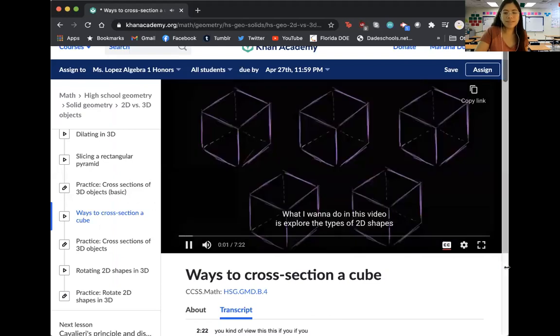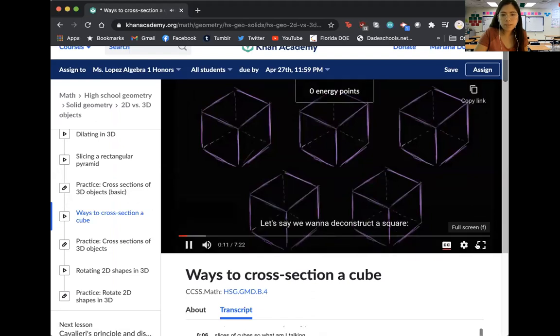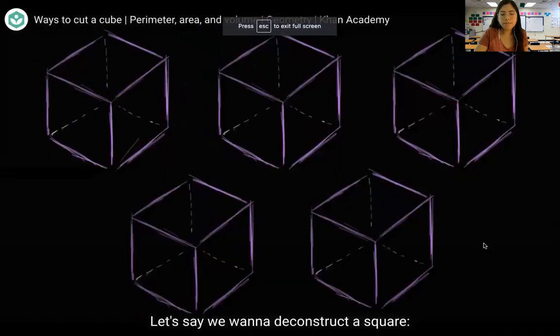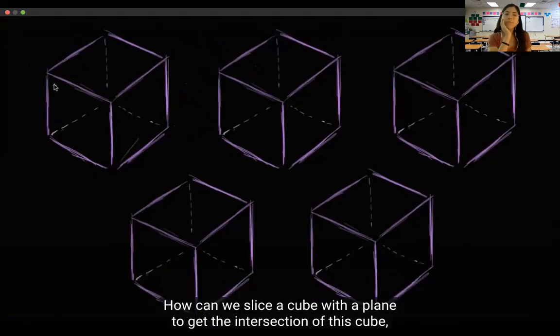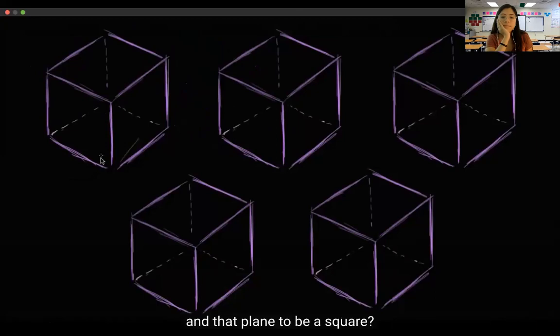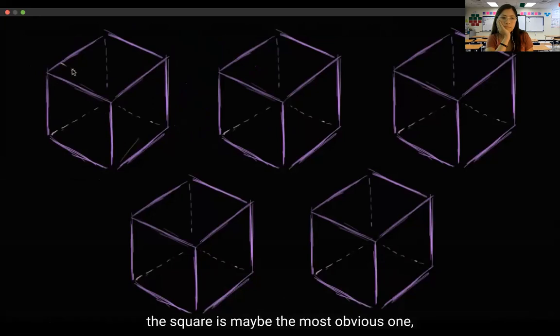What I want to do in this video is explore the types of two-dimensional shapes we can construct by taking planar slices of cubes. So what am I talking about? Well, let's say we wanted to construct a square. How could we slice a cube with a plane to get the intersection of this cube and that plane to be a square? Well, imagine if that plane were to cut just like this. A square is maybe the most obvious one.